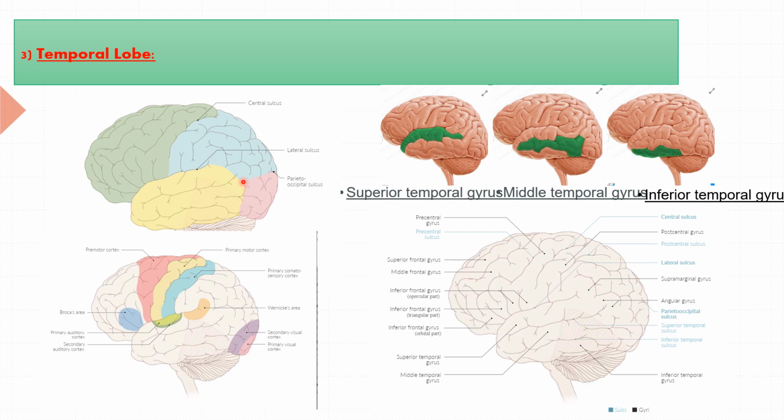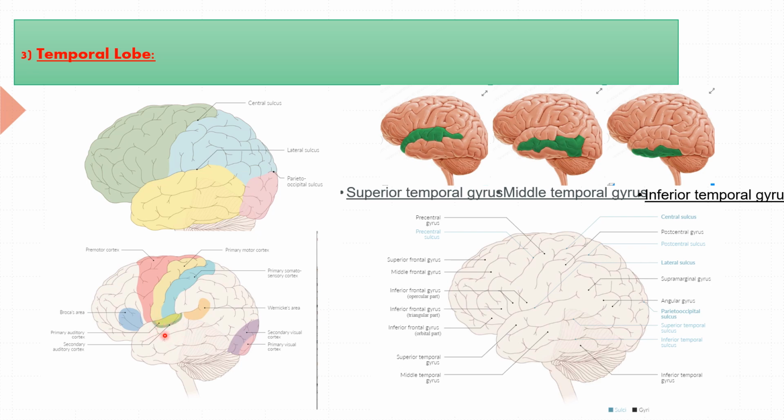So now let's talk about the temporal lobe. The temporal lobe consists of three gyri separated by two sulci. The three gyri are the superior temporal gyrus, the middle temporal gyrus, and the inferior temporal gyrus. And they are separated by two sulci, as mentioned, the superior temporal sulcus and the inferior temporal sulcus. The superior temporal gyrus contains a specialized region known as the primary auditory area.